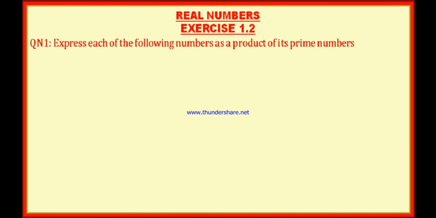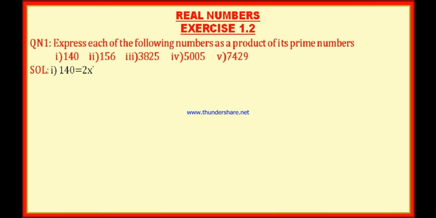Express each of the following numbers as a product of its prime numbers. Here is the first bit, 140, second number is 156, third number is 3825, fourth bit 5005 and fifth bit 7429.